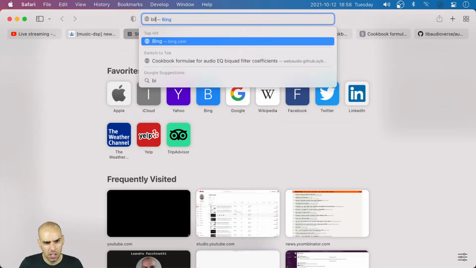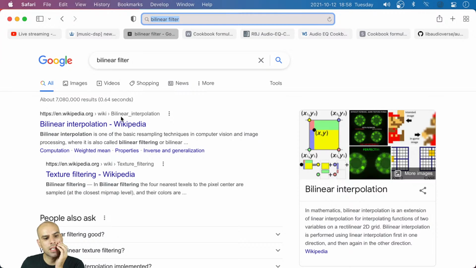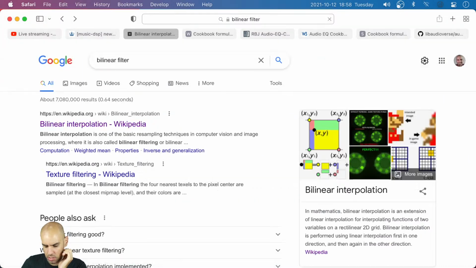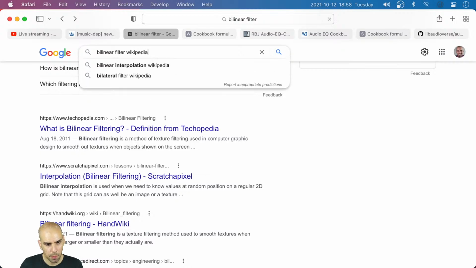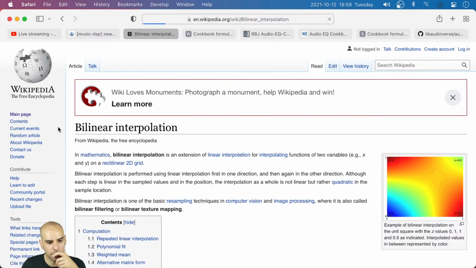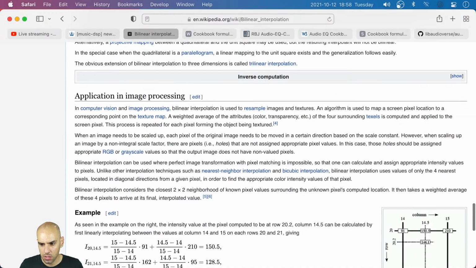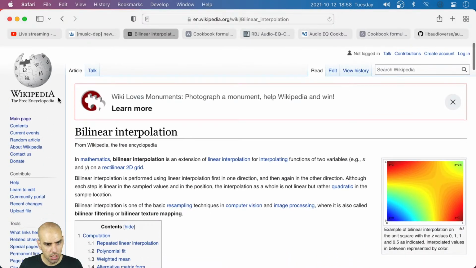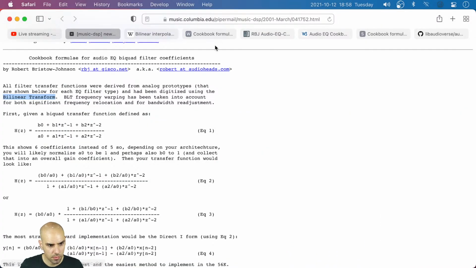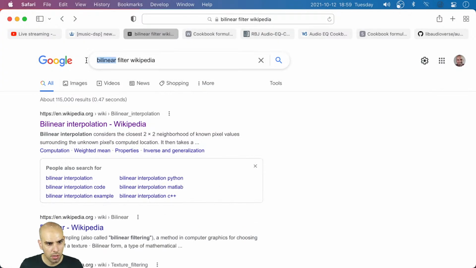I think there is an example of this in the Wikipedia article for bilinear, not interpolation, but filters. Do I really need to look into this? Maybe it's here in this article. I don't know. No, this is not what I'm looking for. Oh, what am I saying? I'm not looking for bilinear. I'm looking for biquadratic.